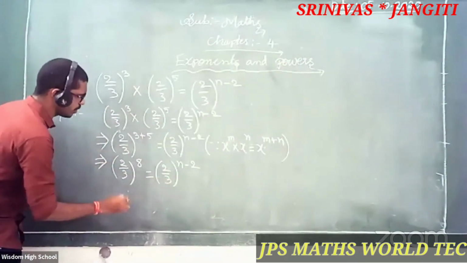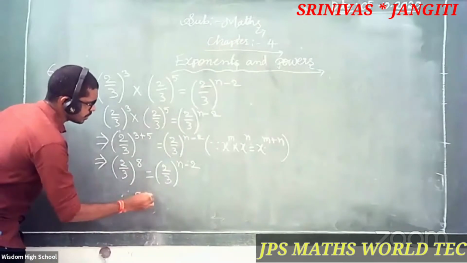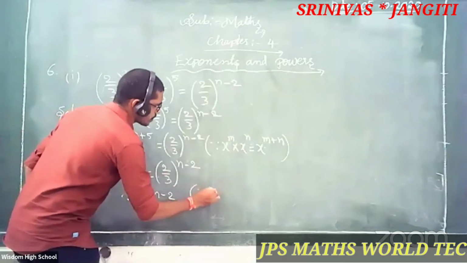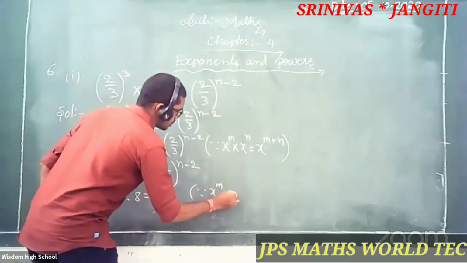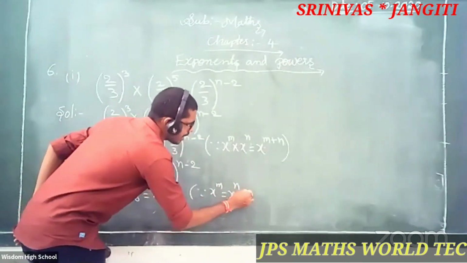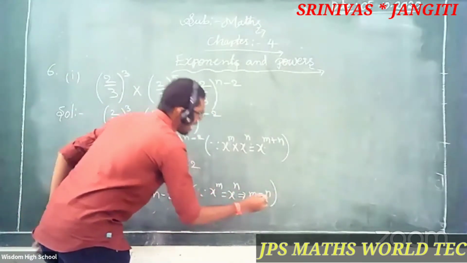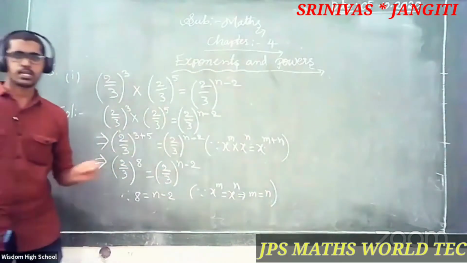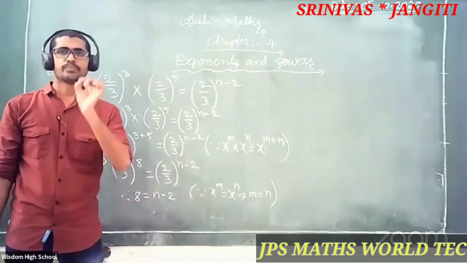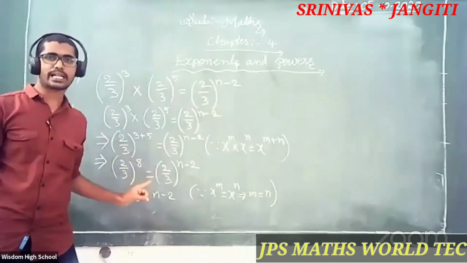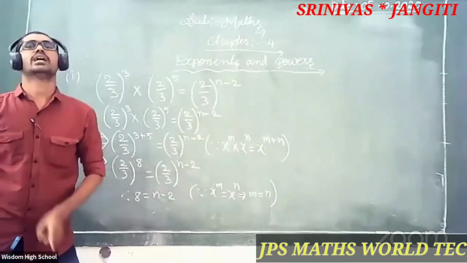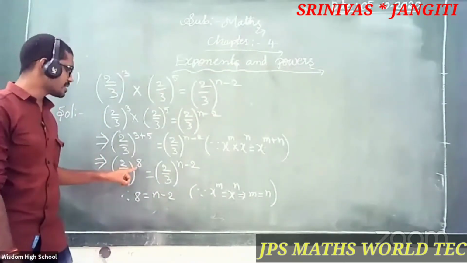Therefore 8 is equal to n minus 2. Why, sir? x to the power of m is equal to x to the power of n implies m is equal to n. The reason understood, students? So simple only now. Bases are equal, then the exponents are also equal.